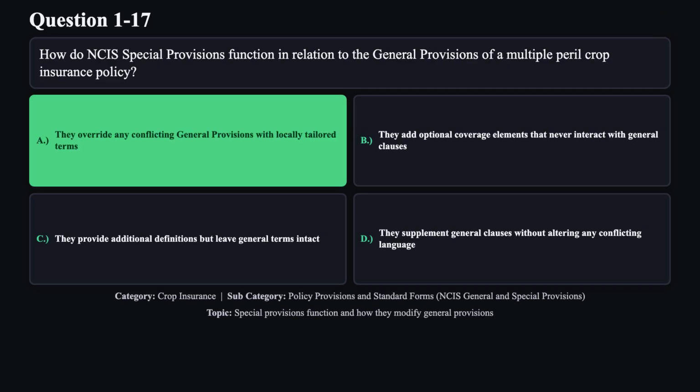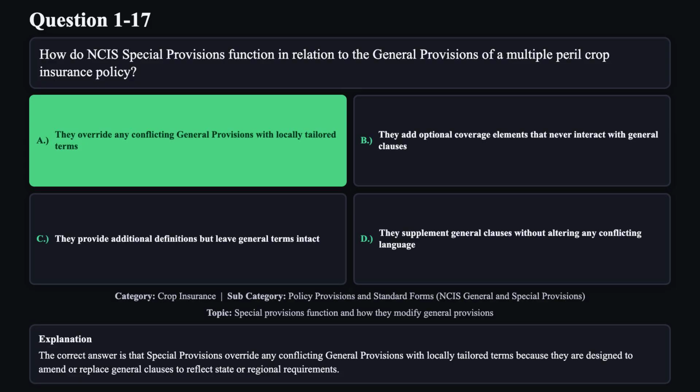The correct answer is A. The correct answer is that special provisions override any conflicting general provisions with locally tailored terms because they are designed to amend or replace general clauses to reflect state or regional requirements.